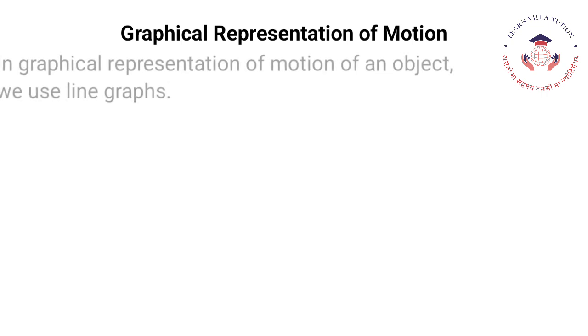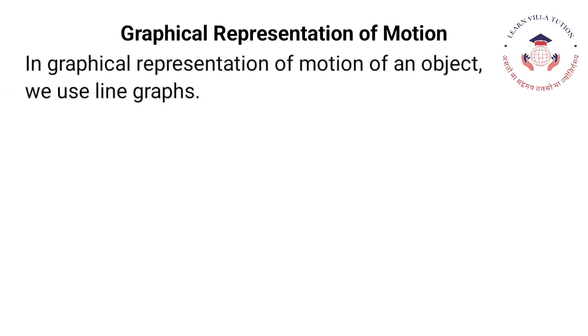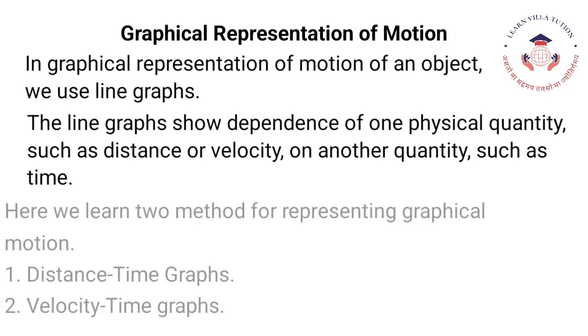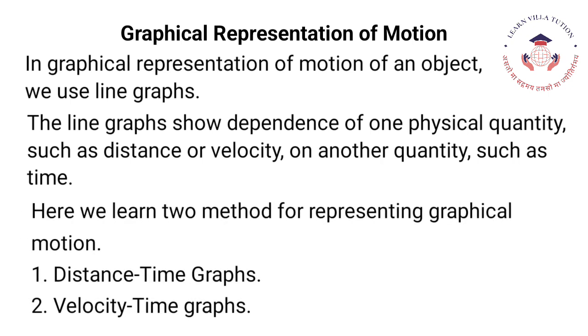Graphical representation of motion. In graphical representation of motion of an object, we use line graphs. The line graphs show dependence of one physical quantity, such as distance or velocity, on another quantity, such as time. Here we learn two methods for representing graphical motion. First is distance time graphs. Second is velocity time graphs.